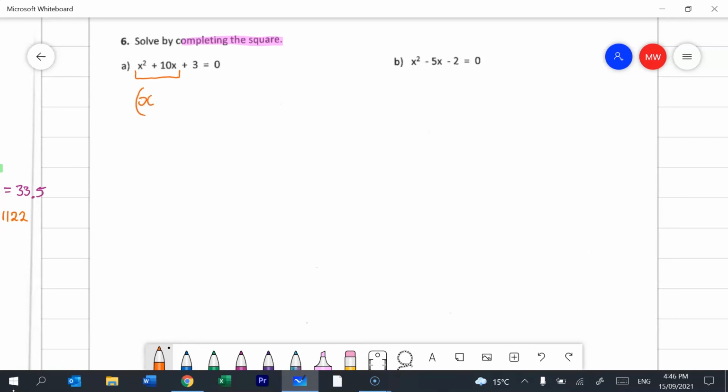X, and then plus something, and I'm going to square the lot. And the thing that I'm going to put into this is I'm going to halve whatever this number is. So if this one's 10, this one's going to be 5. If it was a negative 10, it would become a negative 5, okay?